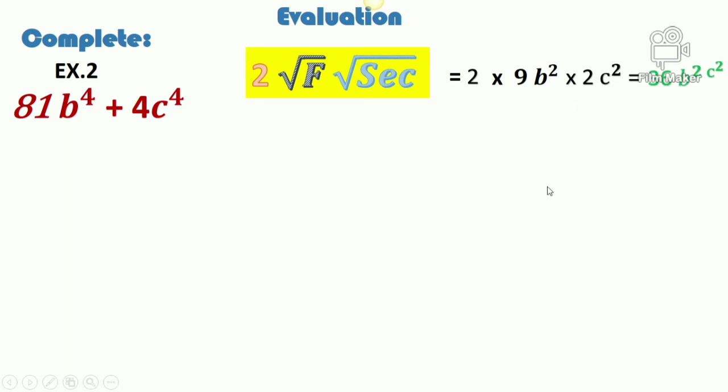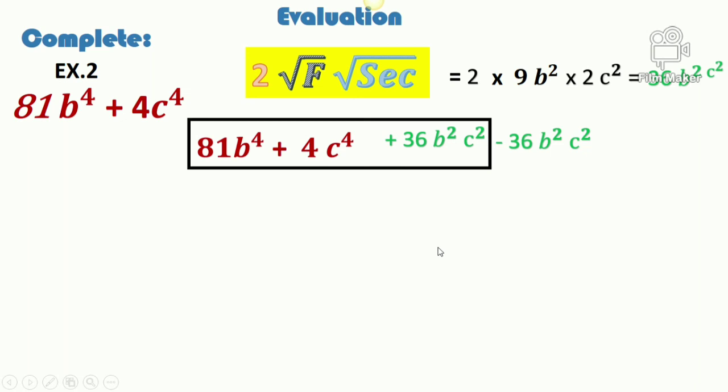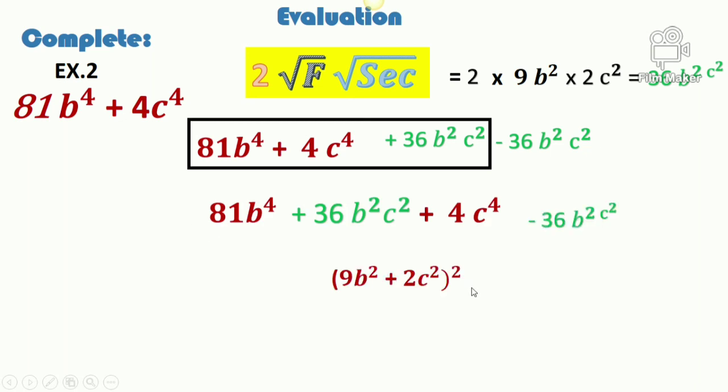Then write your expression and write the middle term in positive and also in negative, in order to not change your expression value. Okay, note these three terms will be a perfect square. Arrange it and factorize it. Root of first, 9p². Root of second, 2c². Write the middle sign and then add these two terms.